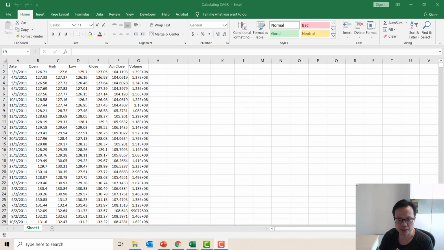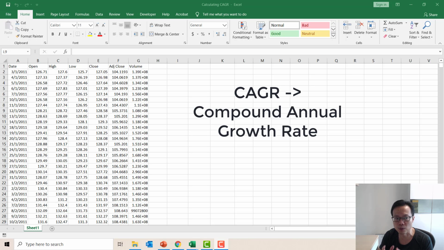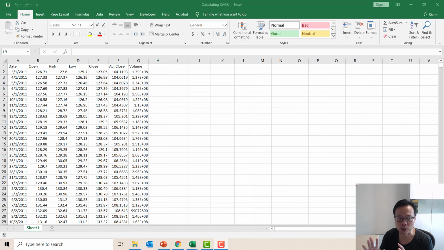Hello everyone, in today's session we're going to talk about how we can calculate the CAGR of an investment or a stock right inside a Microsoft Excel spreadsheet. Now CAGR stands for compound annual growth rate, or in short, the CAGR. Some people may call it by different names.